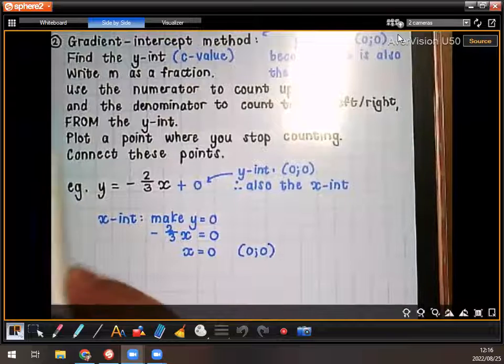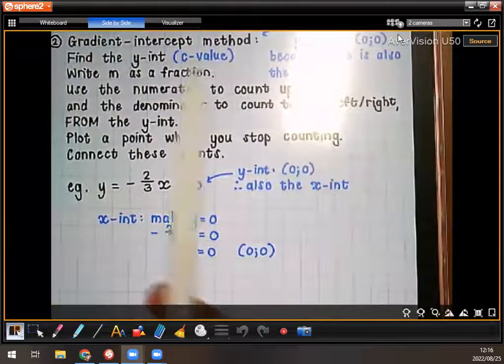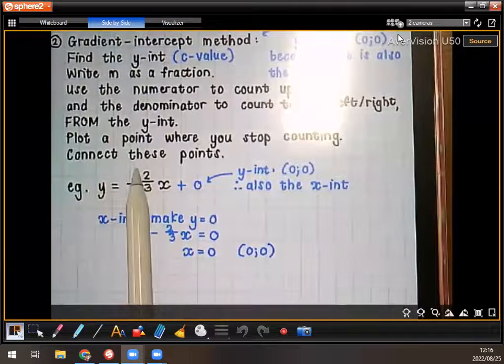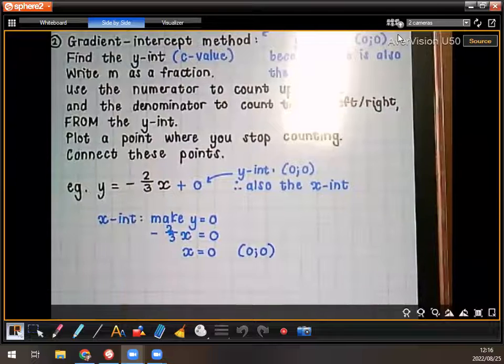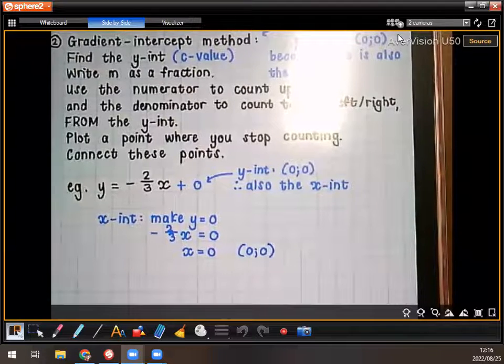All right, so now we're going to do our second step here. We've already identified that the y-intercept is 0. We're going to write our gradient as a fraction. Guys, it's already a fraction. Do we see that? If it was a negative 2, you would write it as negative 2 over 1. If it's negative 6, or let's say it's positive 6, you would write it as 6 over 1. Okay, if it's a whole number, you just put it over 1.